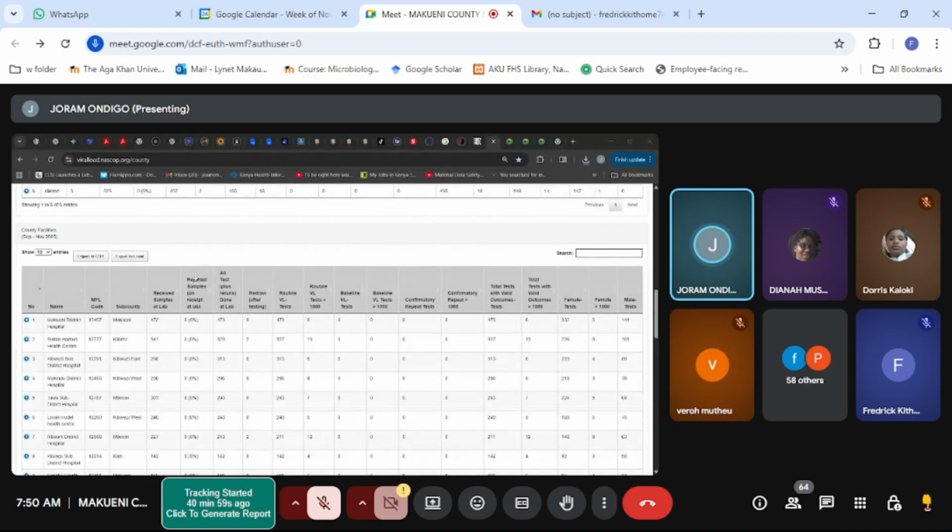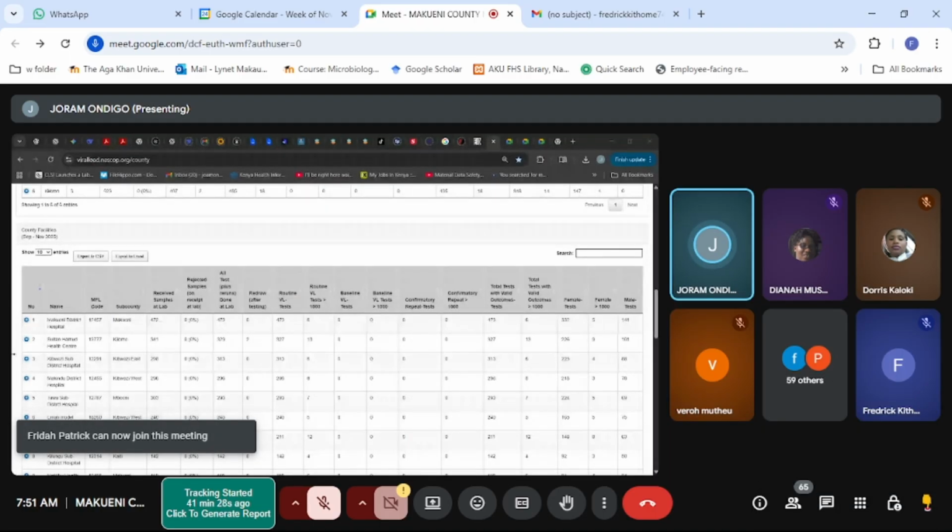So you can see here all tests plus returns, all tests that have been drawn. So this one here tells you. Then some received samples at the lab. So this one just tells you the samples that you have received. This one tells you what has been rejected. Of course, for the period here, everybody is doing very well. No rejection for this period except for this facility here. This facility is Kitundu. Let me manipulate that. Kitundu has got very high rejection.